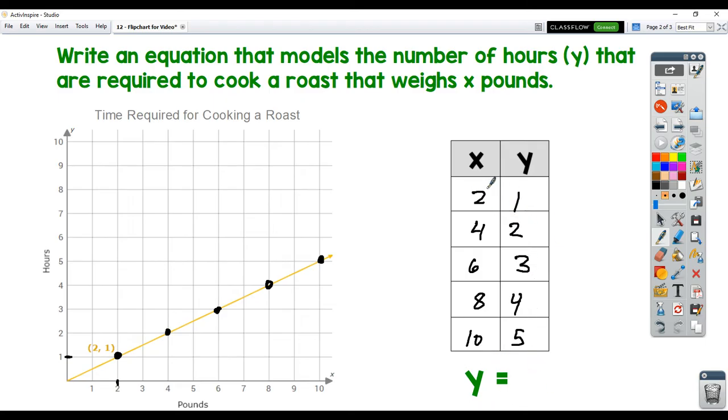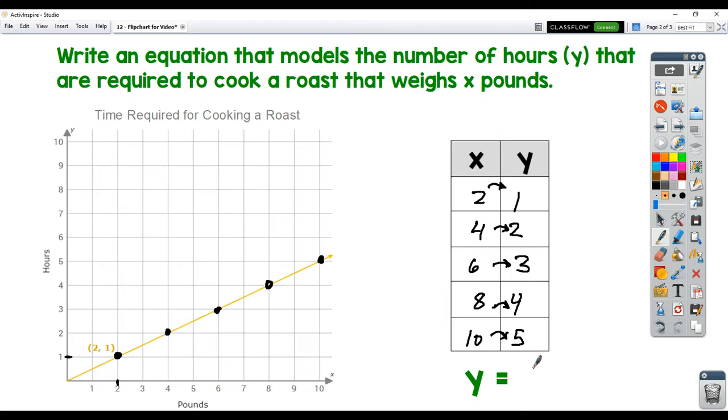Can we find a pattern here? What's happening to x each time? Because we want to say y is doing something to x. Y results from doing something to x. So 2 becomes 1. So is it take away 1? Well, 4 minus 1, that doesn't give me 2. Looks like that doesn't work. It's getting smaller. 2 becomes 1, 4 becomes 2, 6 becomes 3, 8 becomes 4, 10 becomes 5. So it looks like it's half as much each time.